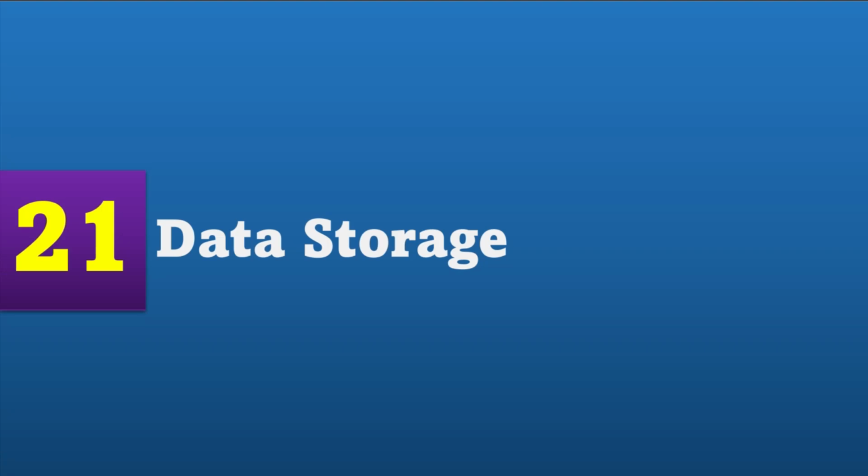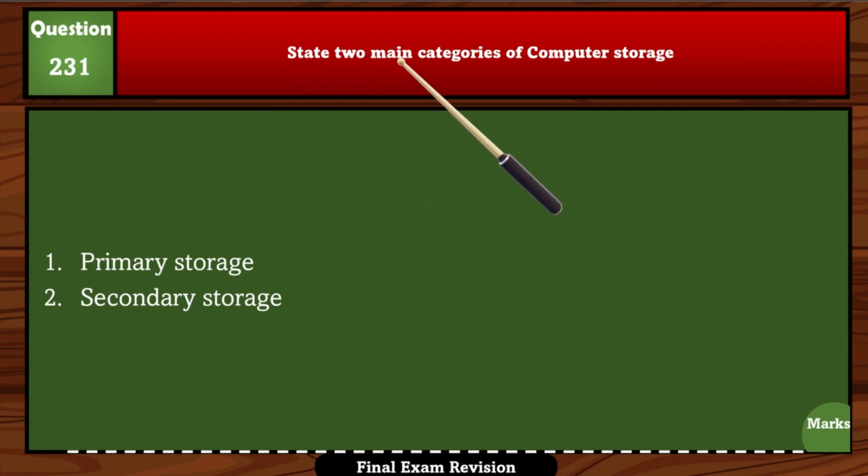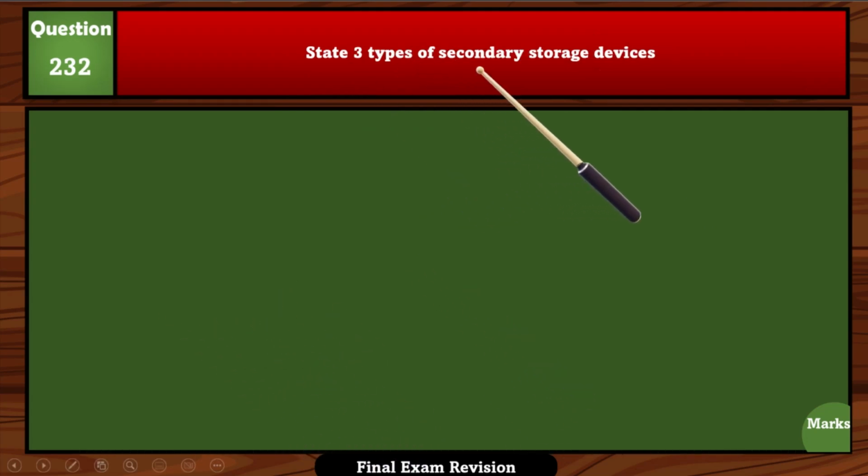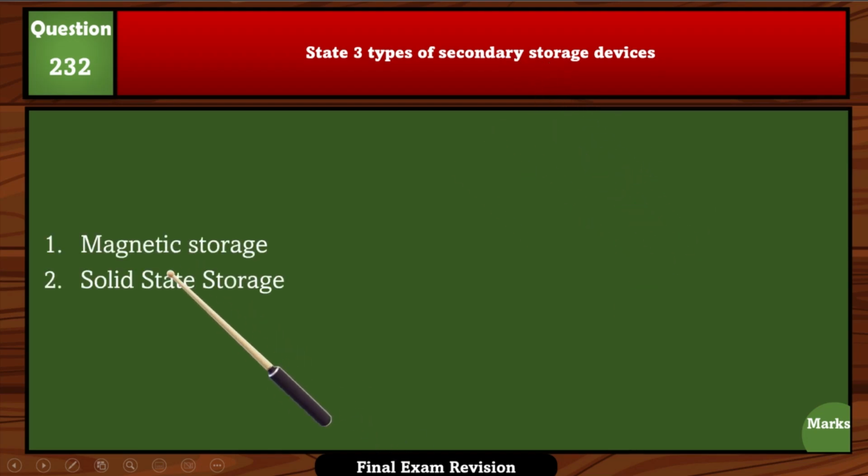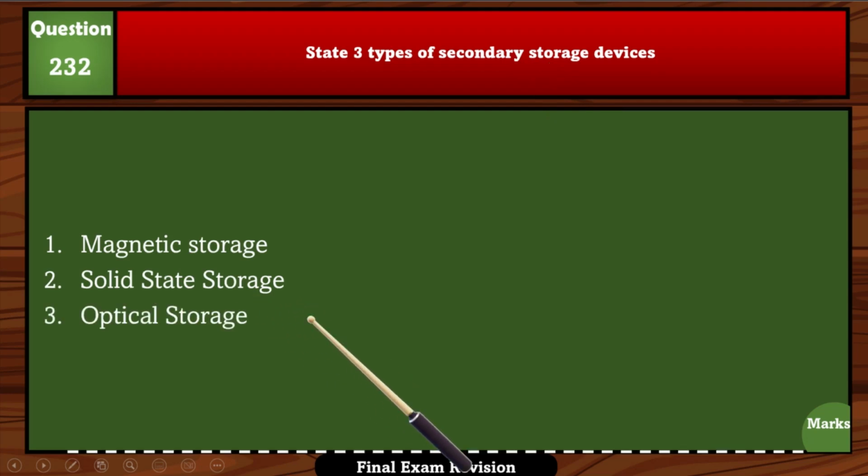Topic 21, data storage. Types of storage. Question 231, state two main categories of computer storage. So number one is primary storage and number two is called the secondary storage. Question 232, state three types of secondary storage devices. So number one, we have magnetic storage. Number two, we have solid state or SSD storage. And number three is optical storage.